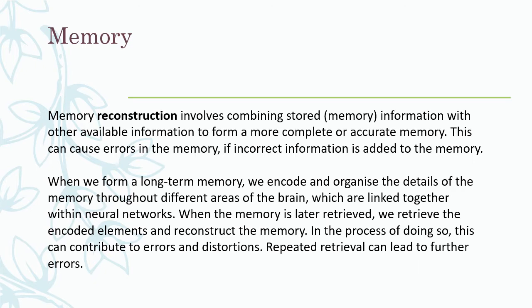So when we form a long-term memory, we encode and organize the details of the memory throughout different areas of the brain. They are linked together within neural networks. When the memory is later retrieved, we retrieve the encoded elements and reconstruct the memory. In this process, we tend to contribute errors and distortions, and if we continue to do this, we tend to add additional information each time that we recall it.